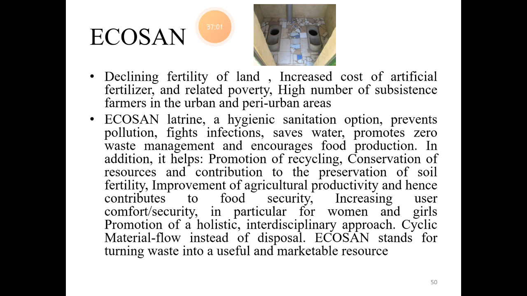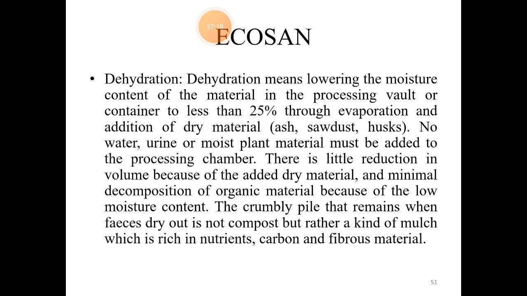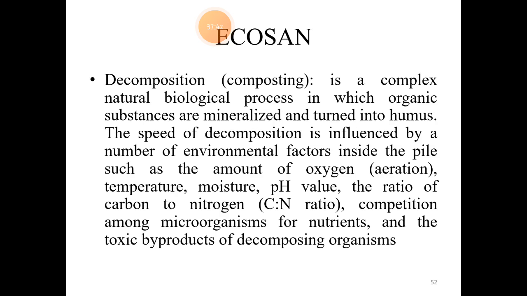Now, the humus, once after its formation, is dug out and removed, and sprayed onto the neighboring agricultural land for cultivation. You can see the same in the picture above in the slide. Ecosan includes the following stages. Number one, the dehydration stage, wherein the moisture of the waste is reduced to 25% due to the addition of dry ash or sawdust or husk. So, the volume of waste gets reduced within the compartment.